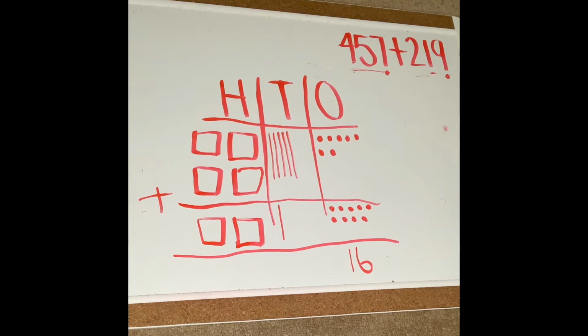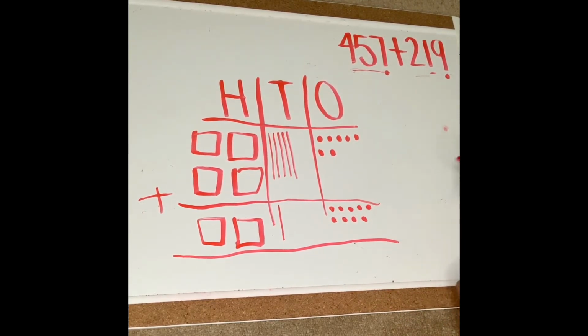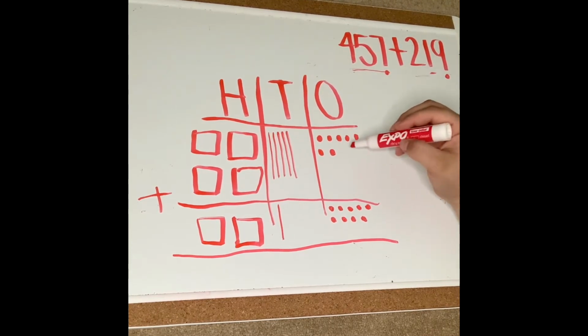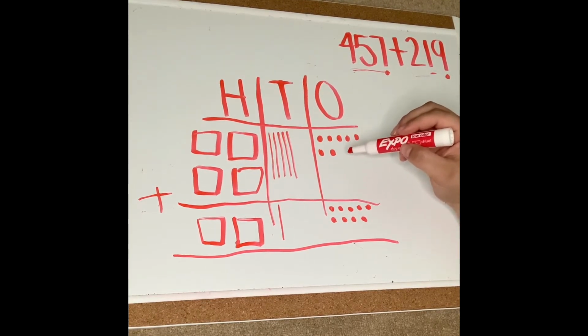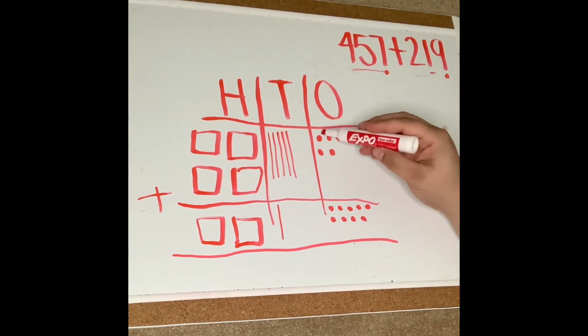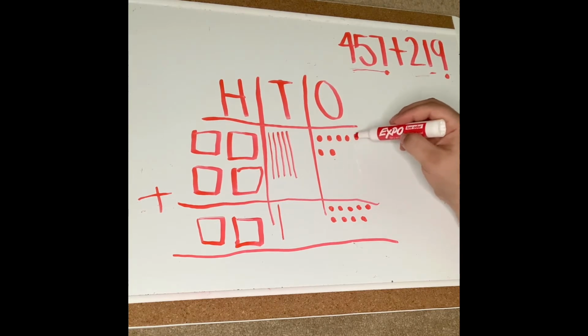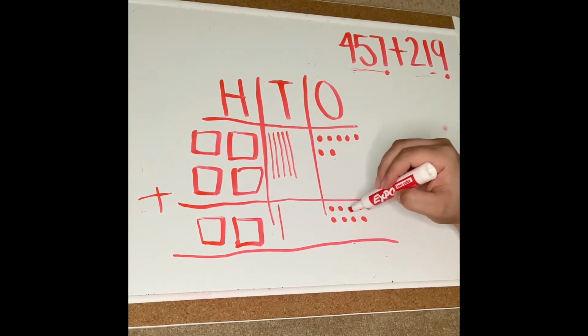Right, we can't have 2 digits in the ones place. So that just tells us that we need to regroup. There are too many of our friends in the house and they need to go next door. So we're going to circle 10 of our ones and we're going to regroup and bring them to our tens place. So 1, 2, 3, 4, 5, 6, 7, 8, 9, 10.